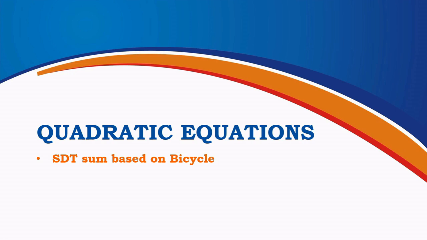The next type of question is a speed, distance, and time problem based on a bicycle. Questions based on bicycles follow the same concepts of speed, distance, and time, but the situations are slightly different. The key is to read the question carefully, identify the given information, and form the correct quadratic equation. As we solve this question, we will proceed step by step, understand the logic behind each calculation, and learn the easiest method to arrive at the correct answer. So, let's begin with this speed, distance, and time problem based on a bicycle.